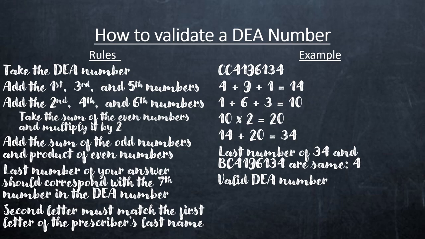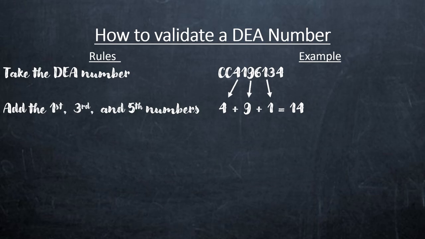The second letter of the DEA number actually corresponds with the first letter of the prescriber's last name. For example, say the prescriber of this example has the last name of Campbell, so Dr. Campbell. Since the last name starts with C and the DEA number's second letter is C, then we have validated the first two letters of the DEA number.